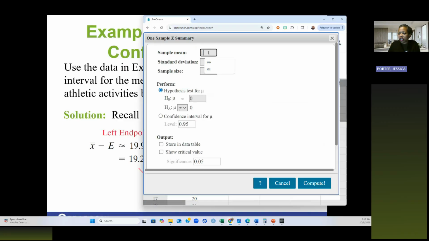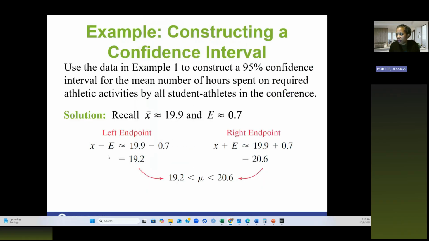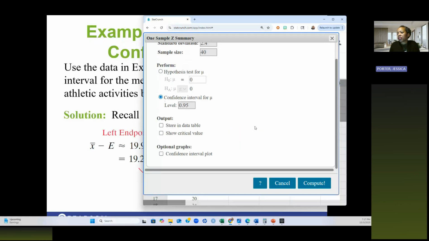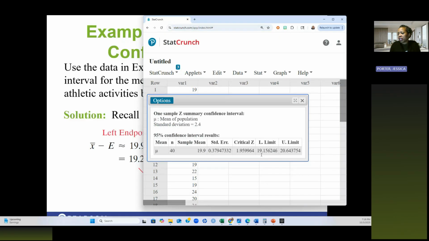My sample mean was 19.9. My standard deviation they gave me was 2.4. The sample size was 40. I'm going to click on confidence interval for the mean mu. And we were at 0.95, right? Yeah, 0.95. I always in StatCrunch do show critical value just so I see it. You can calculate it by using the calculator in StatCrunch, but here is my lower limit, 19.2, and my upper limit as 20.6. So that's how you find it in StatCrunch.